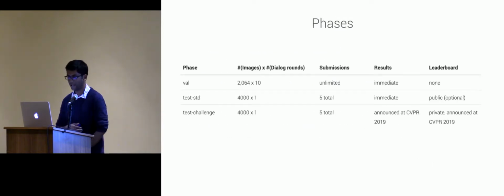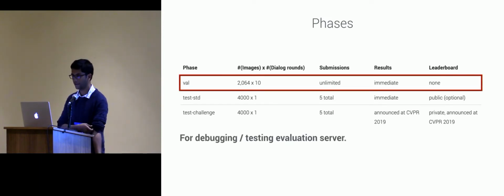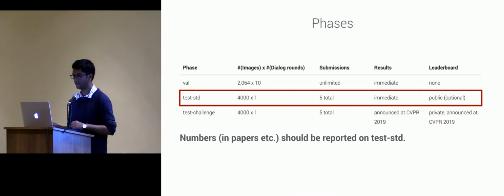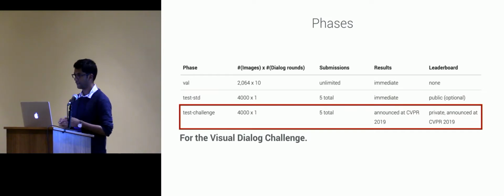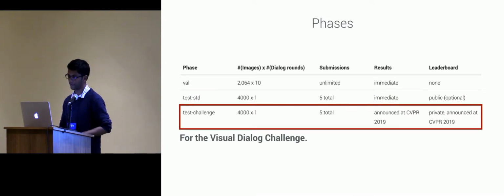Coming to the challenge phases, we had 3 phases: the val, test standard, and test challenge. The val phase is intended primarily for debugging and testing the evaluation server, so there's no limit on the number of submissions. The test standard phase is meant for reporting numbers in papers and so on. And the test challenge phase is what we used for the Visual Dialog challenge.